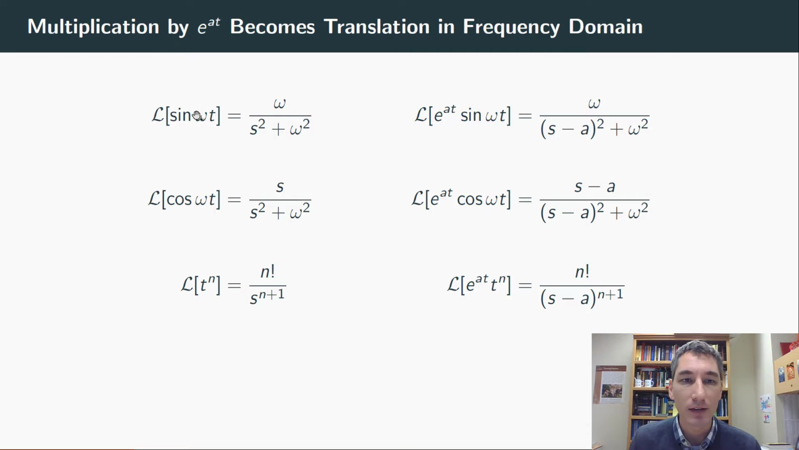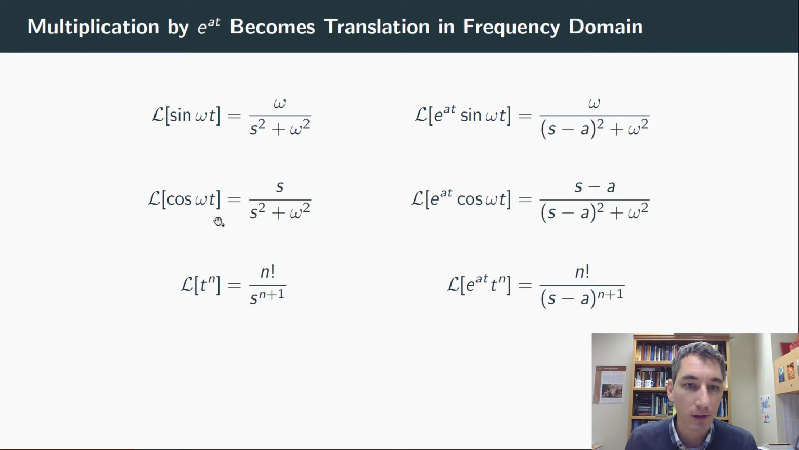So if you have some basic function like sine omega t, we know that the Laplace transform of that is omega over s squared plus omega squared. What's the Laplace transform of, say, e to the at times sine omega t? Well, really, you just take the standard form of sine and replace s with s minus a, which really means you're just sliding that function over in frequency space. So essentially, multiplication by e to the at in time space creates a translation in the frequency space.